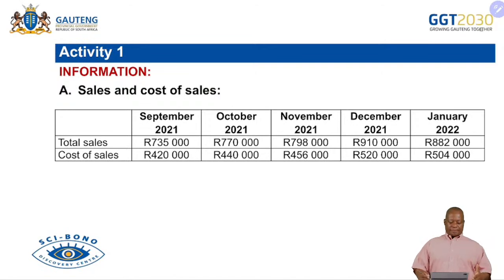Check what they are doing here. They are giving us sales and cost of sales, from September, October, November, December, and January. Though we have a cash budget or a debtors' collection schedule that only starts in November, December, and January, so we are given more months. Why? Because when it comes to collection, in November we are still collecting money from debtors that bought goods in September. So we need to know how much was in September.